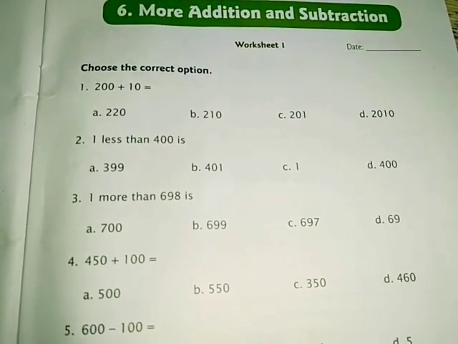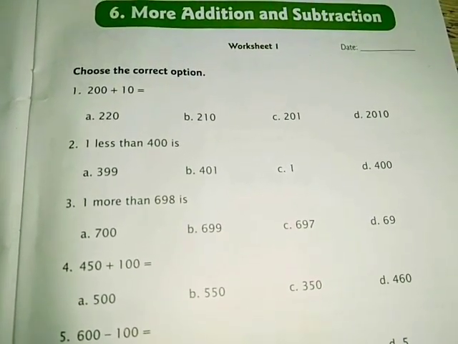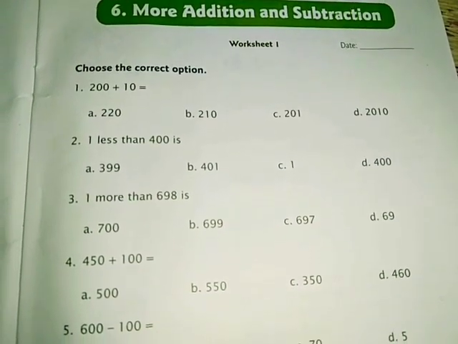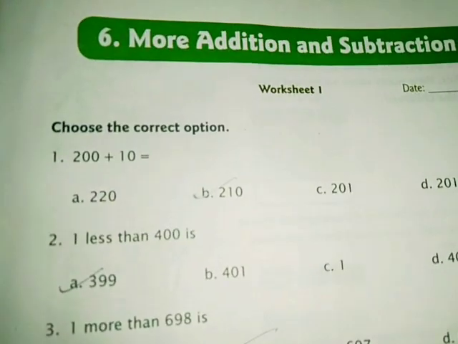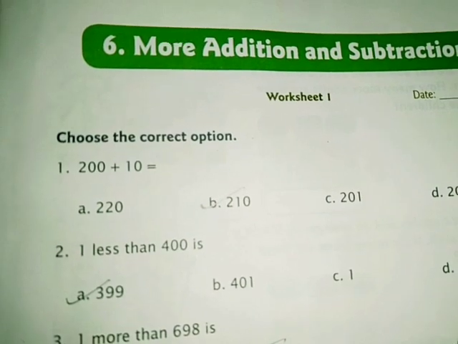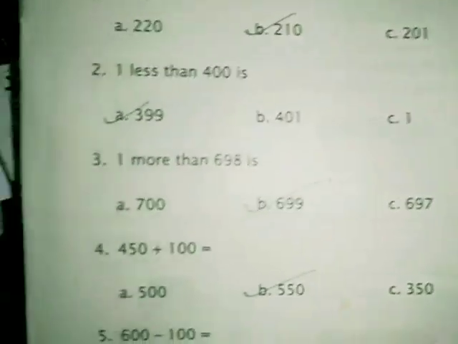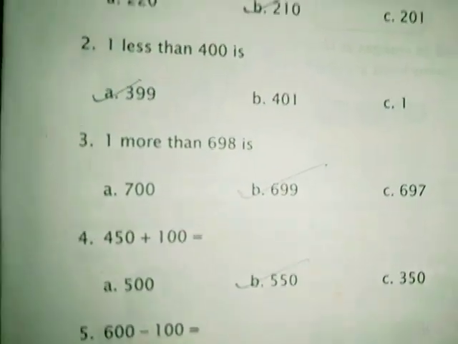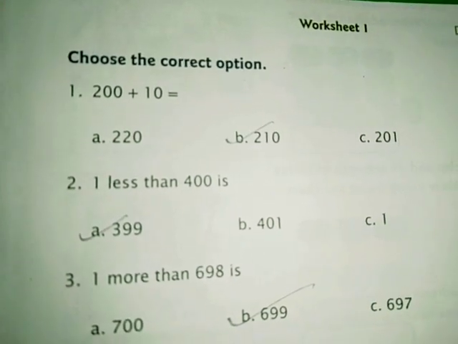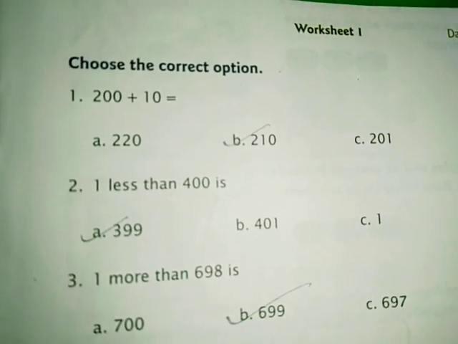Hello students, in this video I am going to explain all the worksheets from chapter 6 that are given in your workbook. So this is worksheet 1, page 33. You can see here 5 questions are given, and with each question some options are given. You have to choose the correct option.